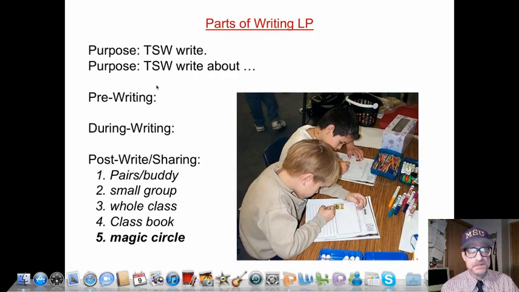Parts of a writing lesson plan: two purpose statements, one of either. Either the students will write, that's the total choice, or the students will write about. This is where you create an open-ended prompt, such as, describe something that makes you very happy. You've provided the prompt, but it's open-ended so that they're able to write from within themselves.